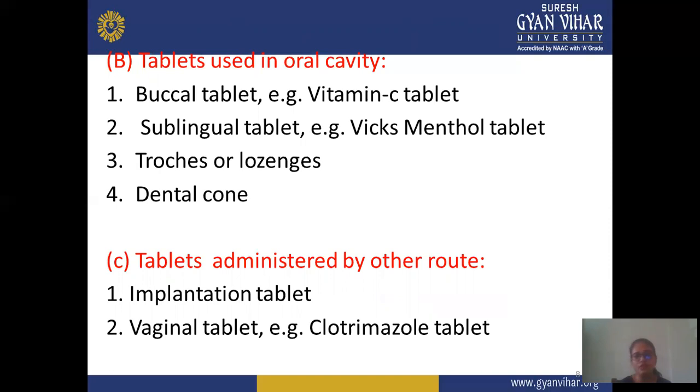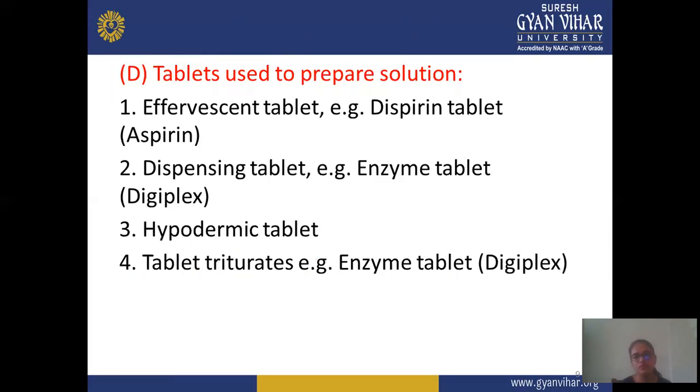And the fourth type is tablet used to prepare solution. Means before using this tablet, or before administration of this tablet by oral route, you prepare a solution form, and you take that particular solution. In this, first is effervescent tablet. In this, Disprin tablet or aspirin are effervescent tablets. First you put your tablet in water and it forms an effervescent solution, and you take that effervescent solution.